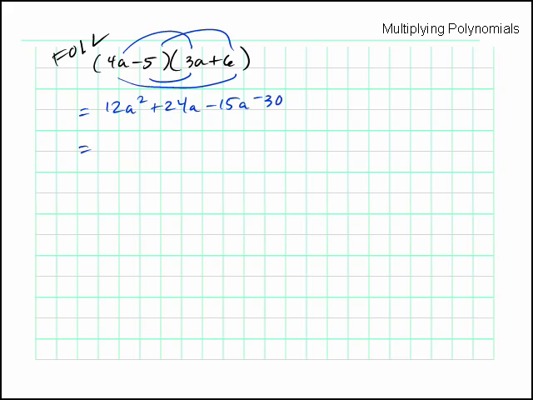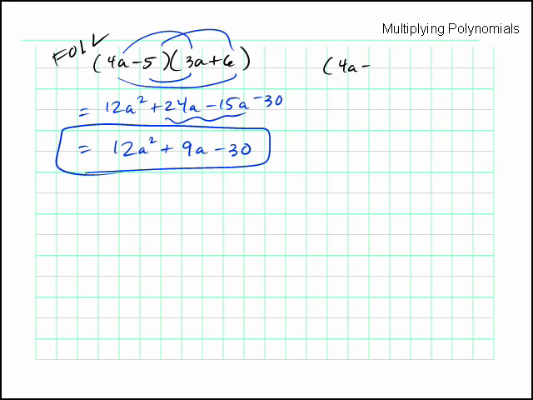And I do have, do I? Yes, I do. Like terms right there. So this is 12a squared plus 9a minus 30. And there it is.